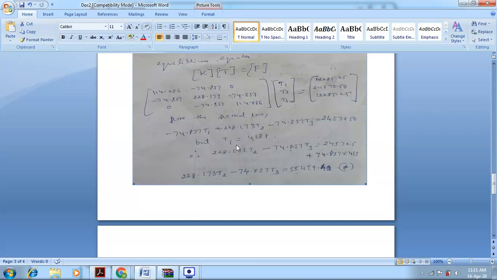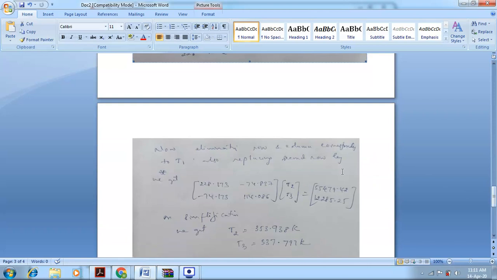But we have been given T1. T1 is given as 430 Kelvin. So you substitute T1 here and you get the equation as 228.17332 T2 minus 74.83733 T3 is equal to 24570.5 plus this value 74.837 into the temperature 430. So I am getting this equation, which I have marked as star.